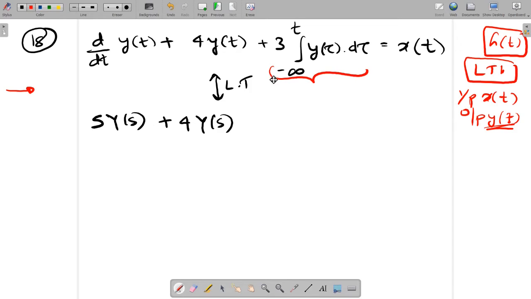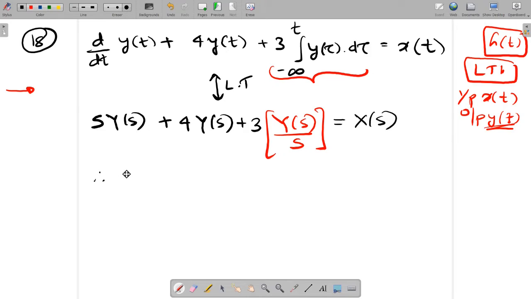We have not done this as such, but just for you to remember the answer for this term. Whenever you have integration in the time domain, the Laplace transform is y of s upon s. Please remember this. It is one extra property which does not come up a lot in the exam, but it is good to know. And what is the Laplace transform of x of t? X of s.